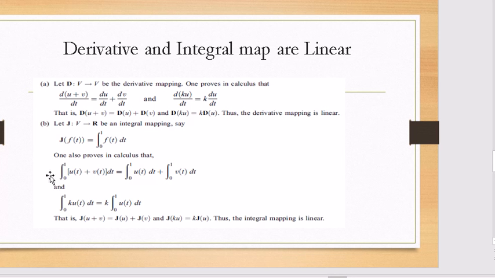That is, this first condition can be written as J of u plus v, which is J of u plus J of v. And the second condition is J of ku, which is k times J of u. So these two conditions show that the integral mapping is a linear map.